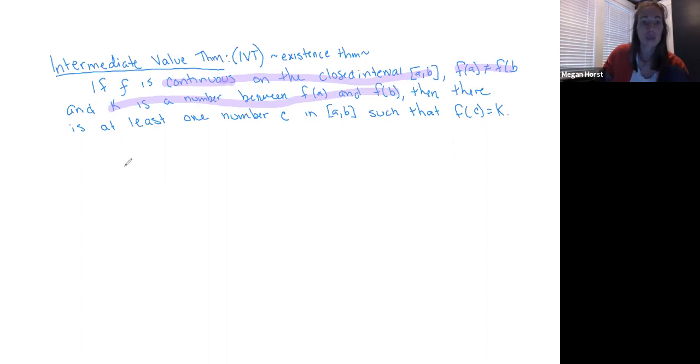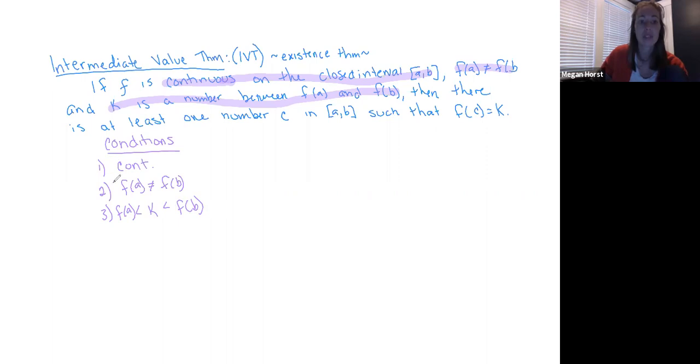So let me just summarize those. Our conditions, in order for this theorem to even be applied: first of all, we need to have a continuous function. Second of all, f of a cannot equal f of b. And thirdly, we need to have some k value that falls between f of b and f of a. So it needs to live somewhere in between there.